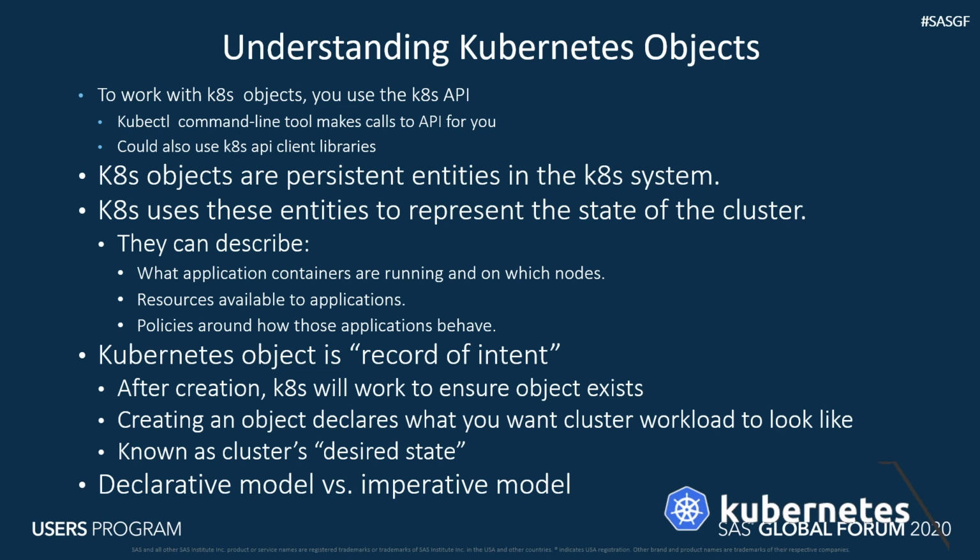It's declarative. Instead of telling Kubernetes how to create it, as in being imperative, you're declaring what you want, and Kubernetes' job then is to make that happen. After creation, Kubernetes will work to ensure the object exists. And creating an object declares what you want the cluster to look like. It's known as the desired state. It means that you're telling Kubernetes what you want out there instead of how to get it. It's a declarative model versus the imperative model.